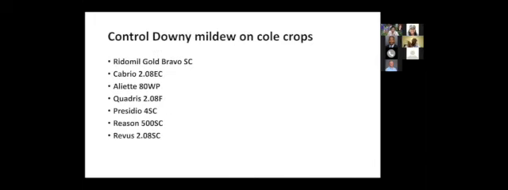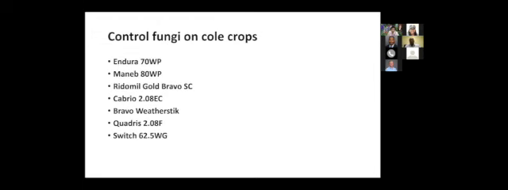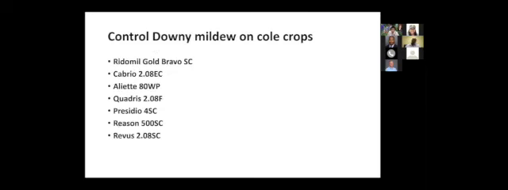Controlling downy mildew, Ridomil, Cabrio, Aliette, Quadris, Presidio, Reason, and Revus are all labeled for downy mildew on cold crops. And you can see if we look at what is labeled for downy mildew, it's not exactly the same list that is for these other fungal leaf spots. That's because downy mildew is not a true fungus.